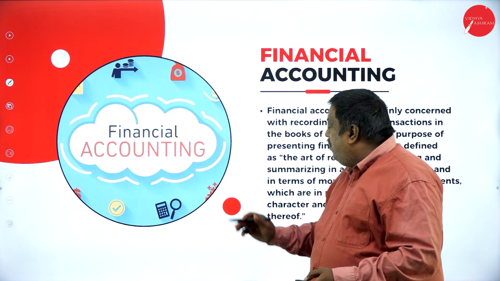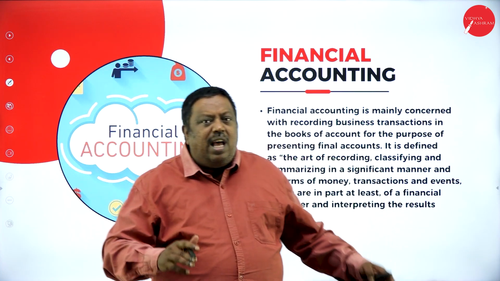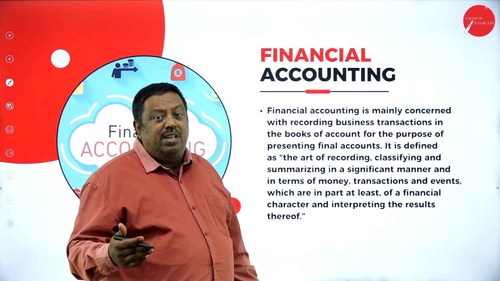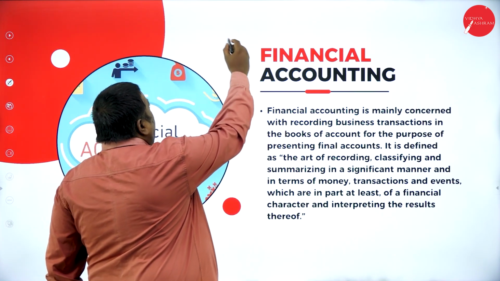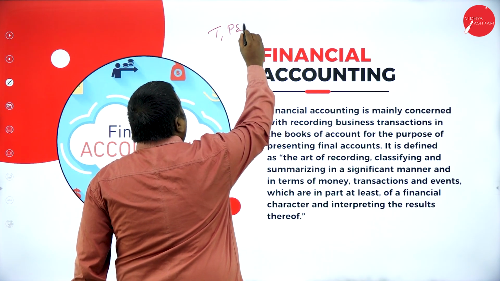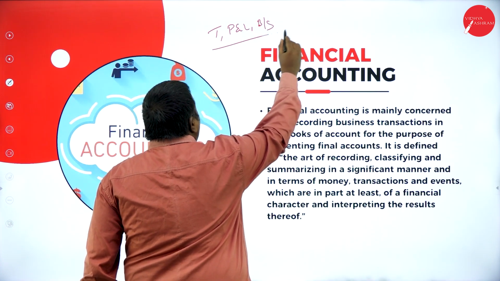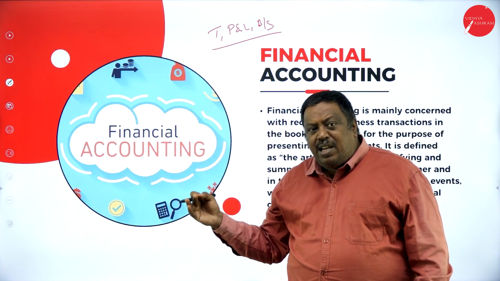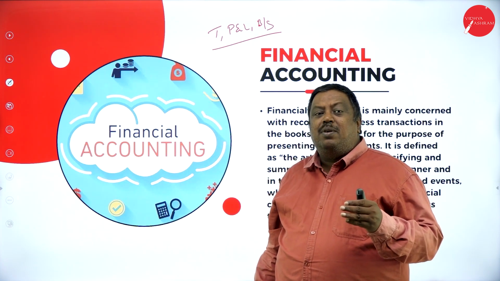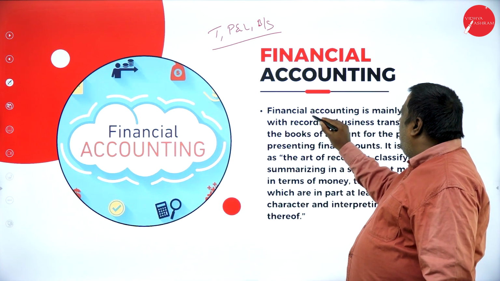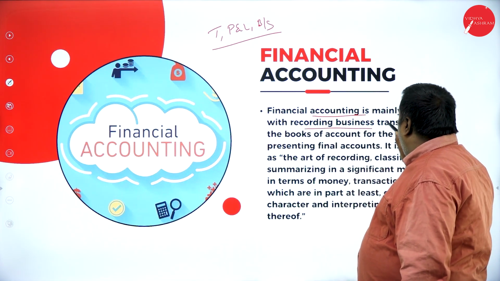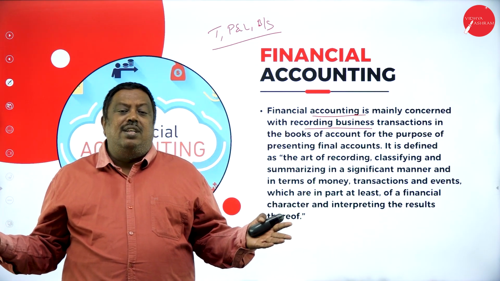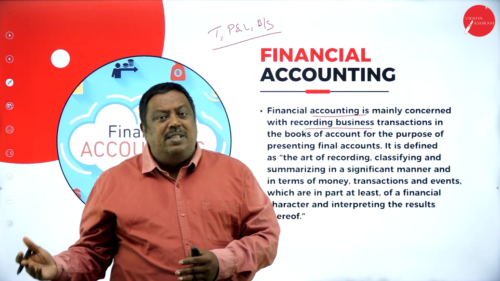First we will take financial accounting. Financial accounting is a concept where each and every person will get to know the financial position by preparing the statements called trading account, profit and loss account, and balance sheet. If I prepare the statements of trading account, profit and loss account, and the balance sheet, we'll come to know the financial position of the business here. Financial accounting is mainly concerned with recording of business transactions. In every business, we have two types of transactions. One is business transaction, the other one is non-business transaction.